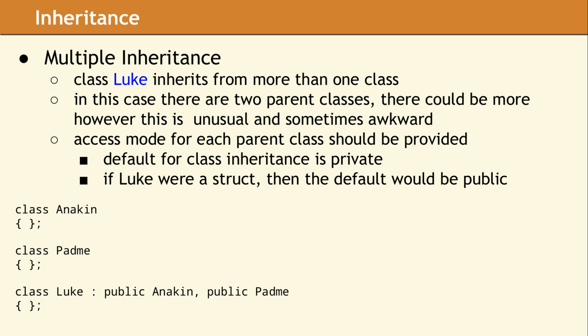Since Luke is a class and therefore has the default access specifier of private, if you forget the public in front of either parent, it will indicate private inheritance. If Luke were a struct, then the default access specifier would be public. Yes, this is a bit confusing, and relying on the default values may result in a real mess.